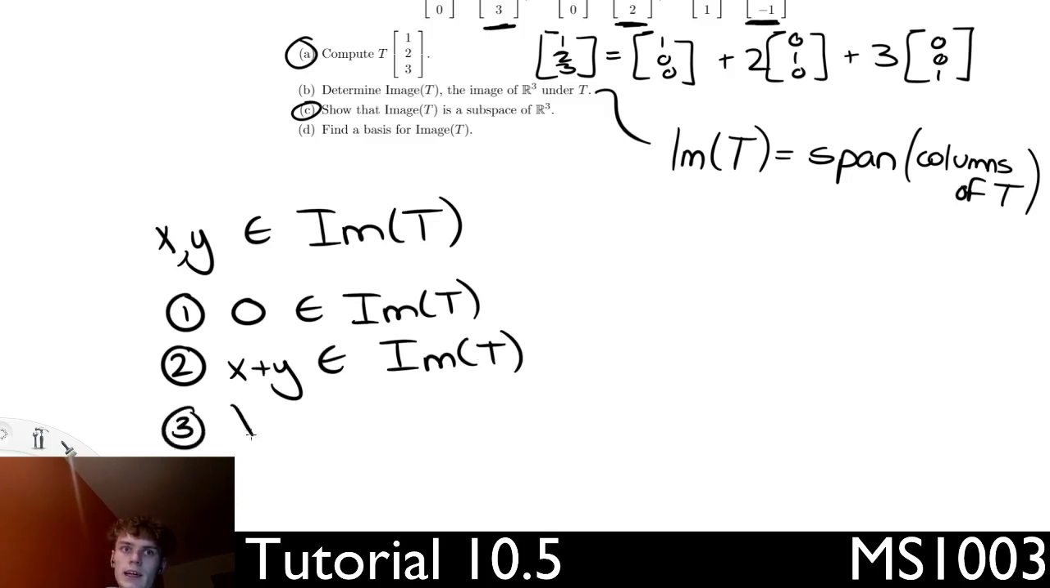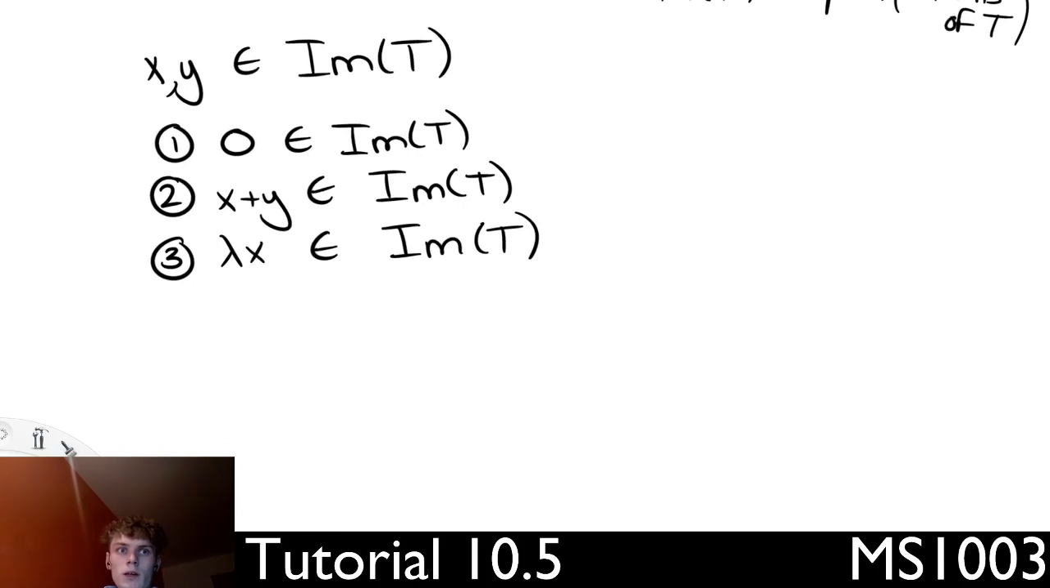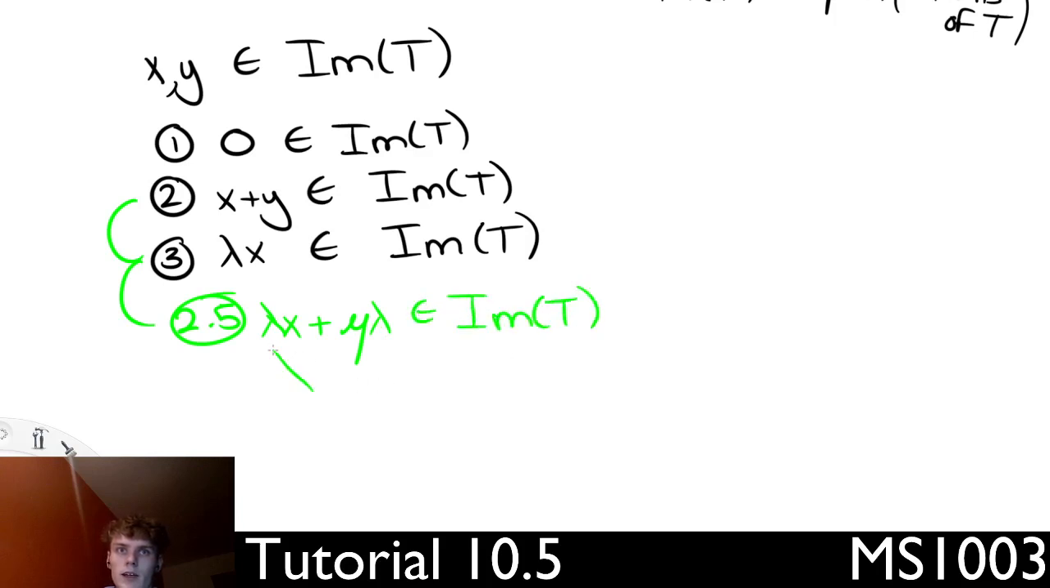And then I need to check that any scalar multiple of anything in the image is also in the image. Okay? So sometimes in linear algebra we combine these two conditions. Let's call it condition 2.5. You can check if lambda times x plus mu times y is an element of the image of t. Lambda and mu are scalars. x and y, of course, are vectors.